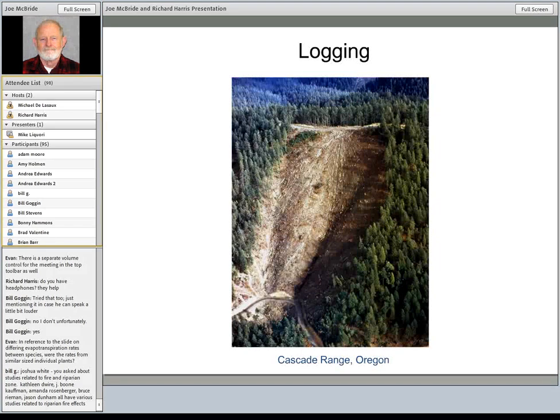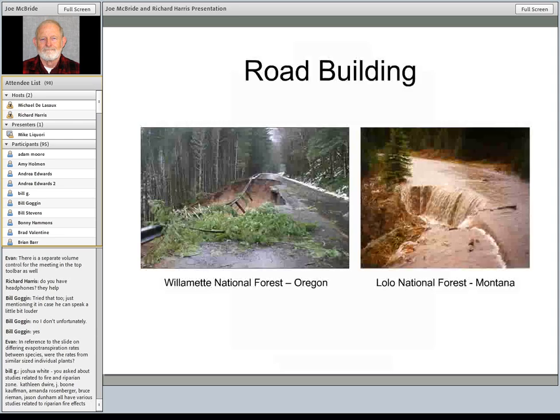Logging will, of course, affect the potential for landsliding depending upon the type of logging that is done and the size of the openings, but we must bear in mind that the geology of the area is very important to whether a clear cut like this will result in landsliding or not.